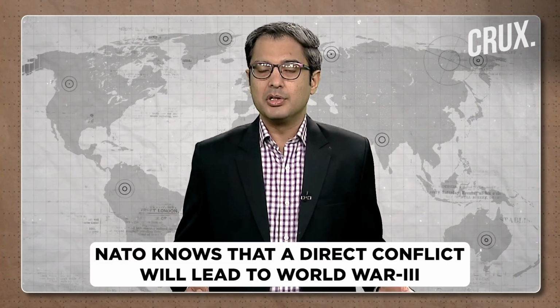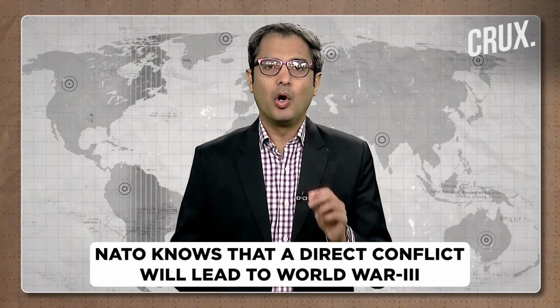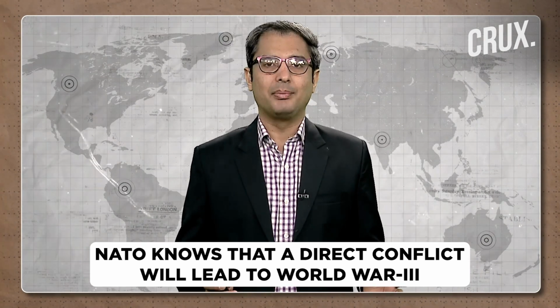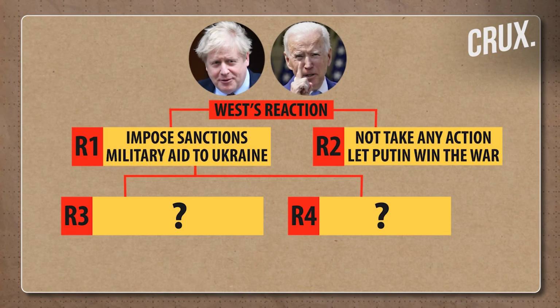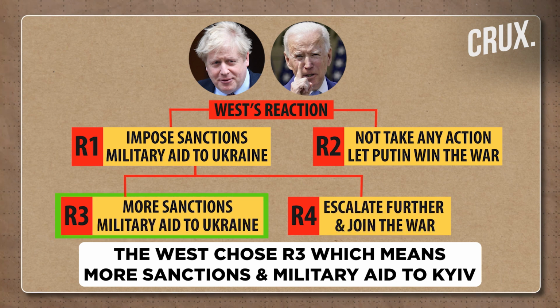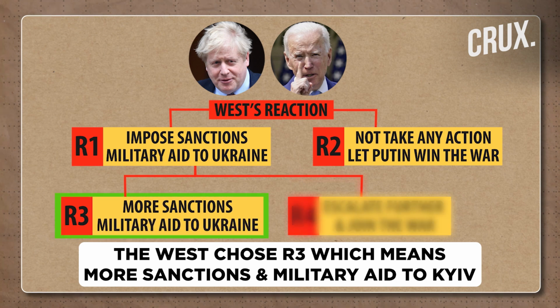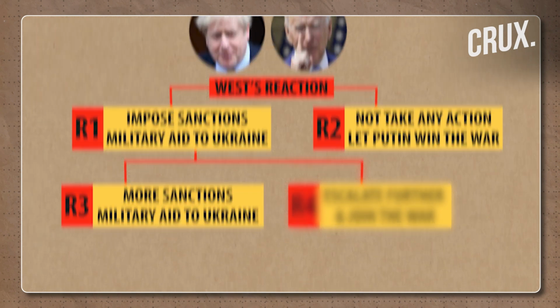Now, NATO clearly does not want that, because that, for all practical purposes, will lead to World War III, and that is not something that any party wants. So the West instead chooses a continuation of R1, which is R3, meaning more sanctions, more military equipment, possibly cutting off gas supplies, etc.